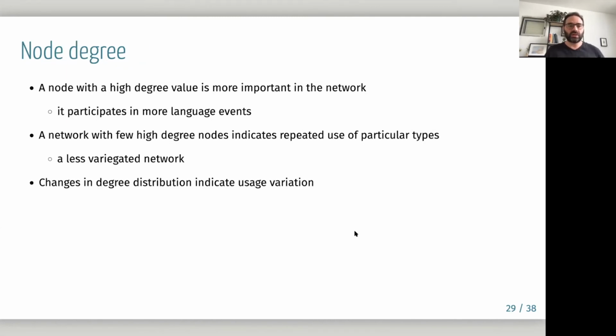So we talked about node degree, and we said that the node degree is the links it has with the other nodes in the network. So a node with a high degree value is more important to the network because it participates in more language events. That is, a root with high degree value participates in more language events in terms of the morphology of Hebrew. A network with few high degree nodes indicates repeated use of particular types. It is a less variegated network, but changes in degree distribution indicate usage variation, because we can see that in time, with age, and with other factors that we'll see in the next presentations, the degree distribution changes, so different roots or different binyan patterns participate in more language events.